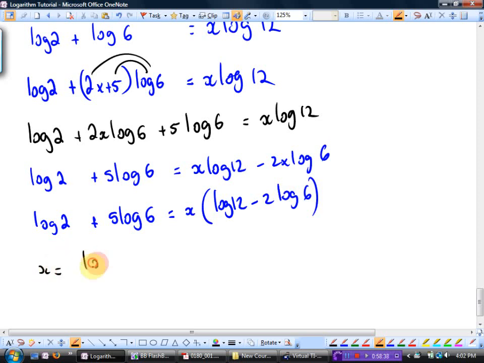x equals, I'm going to have that log 2, all over.